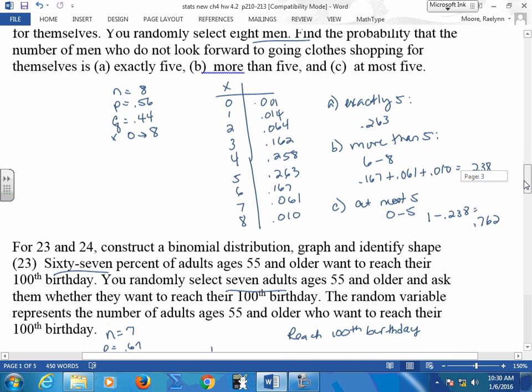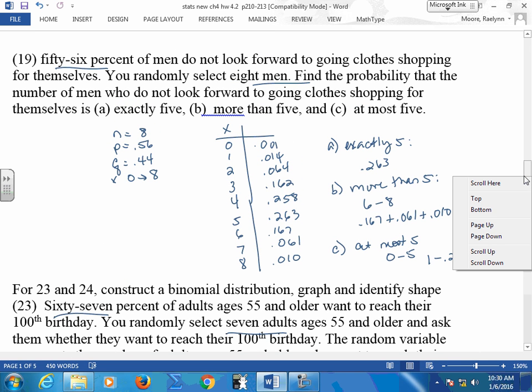And number 19, kind of the same thing. 56% of men do not look forward to going clothes shopping for themselves. You randomly select 8 men, and you find the probability of the men who do not look forward to going shopping for themselves. That's your probability of success. Notice they used the word "not" in there. That's okay. That's what we still consider success in this situation. So we're figuring out men who do not look forward to going shopping for themselves.